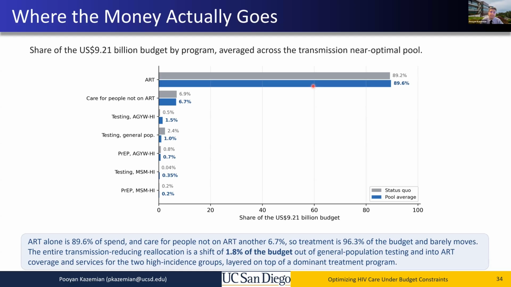What is also interesting here is that the optimization or the solutions framework kind of confirms that the current program in South Africa is already very strong. We are actually moving only 1.8% of the total budget. So the 17% reduction in transmissions that I mentioned earlier can be achieved by only shifting 1.8% of the total budget. And this shift essentially is a shift out of general population testing and into ART coverage and PrEP and testing for the two high incidence groups.